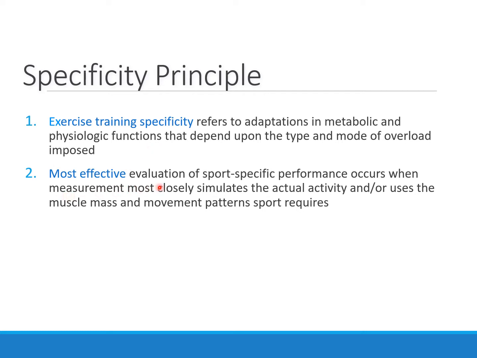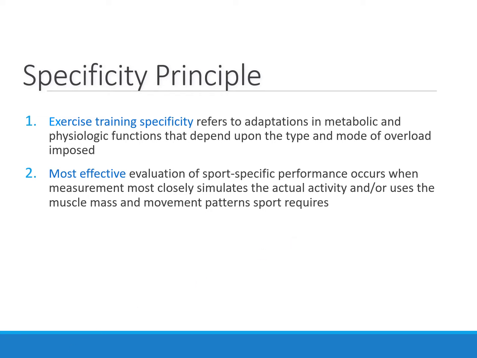Number two, the most effective evaluation of sport-specific performance occurs when the measurement most closely simulates the actual activity and/or uses the muscle mass and movement patterns the sport requires. So again, with sprinting, we want to simulate sprinting as much as possible. You're going to train like a sprinter, you're going to run like a sprinter, you're not going to be running super long distances, you're not going to be doing all this very slow aerobic activity. You're going to do very hard and fast anaerobic activity so you can get the adaptations necessary to perform like a sprinter.